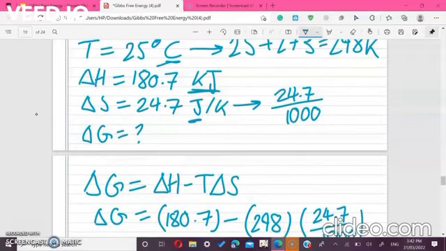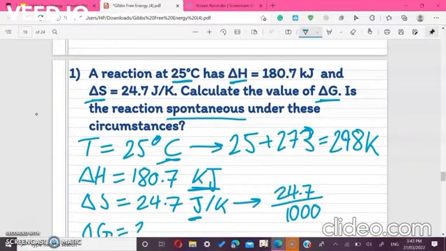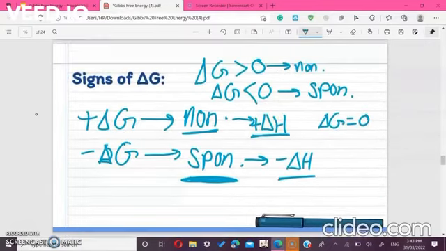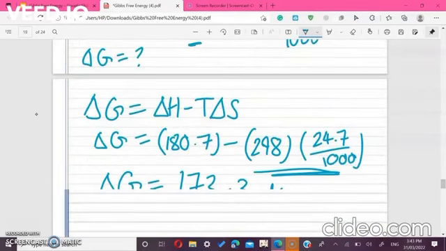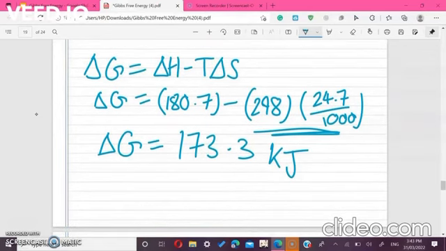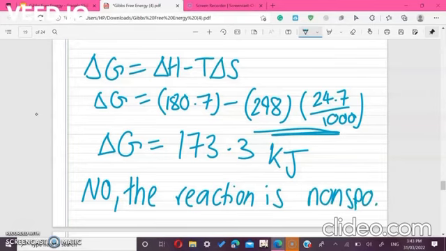And the question also asks if the reaction is spontaneous under these circumstances. We know that the reaction is spontaneous when delta G is negative. And what we found is that delta G is positive, so no, the reaction is non-spontaneous. Okay?